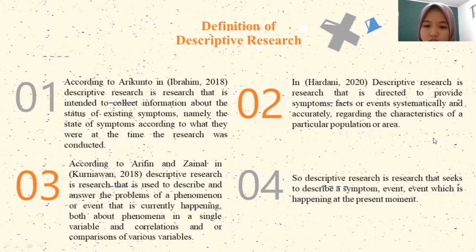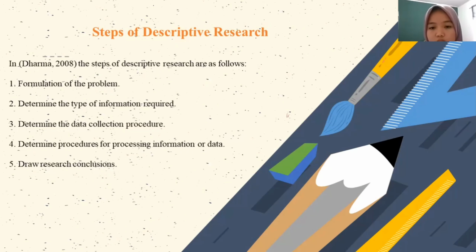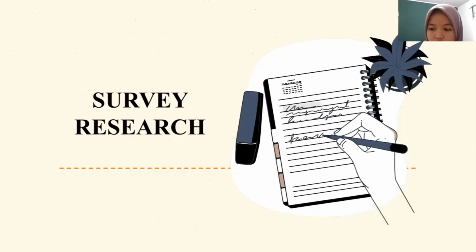According to Arifin and Zainal in Kurniawan 2018, descriptive research is used to describe and answer the problems of a phenomenon or event that is currently happening, including phenomena in a single variable and correlation and or comparison of various variables. So descriptive research seeks to describe a symptom or event happening at the present moment, then draw research conclusions.